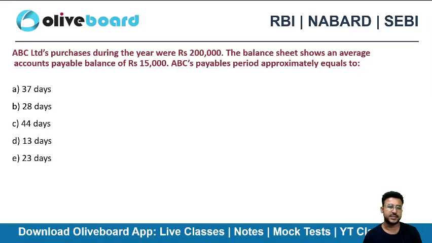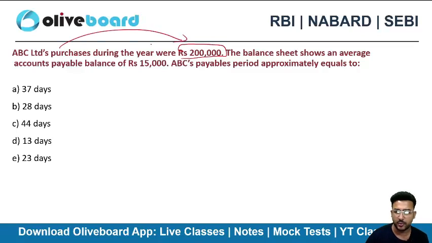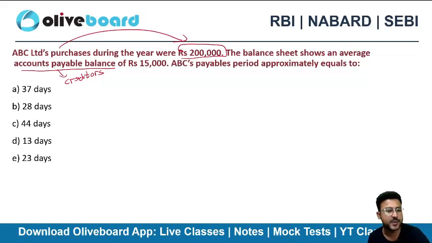Now in the next question, ABC Limited has purchases during the year of 2 lakh rupees. So purchases is given as 2 lakh rupees. The balance sheet is showing an average accounts payable. Now what is accounts payable? It is nothing but my creditors. So they have directly given you average accounts payable of 15,000. You do have total purchases, which is 2 lakhs. Average accounts payable 15,000. So I think both the aspects are sorted here.